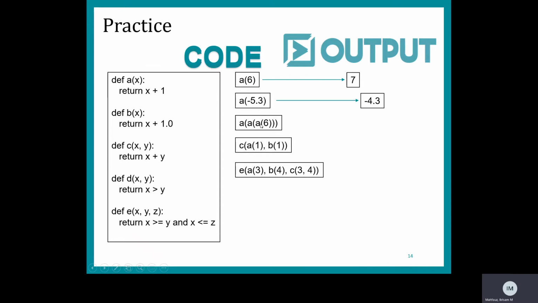If I call A of 6 several times, A of 6 we said gives me 7. A of 7 is going to give me 8. A of 8 is going to give me 9, so this gives me 9. Now if I try to call function C with A of 1, well, what's A of 1? A of 1 is going to give me 1 plus 1, which is 2. What's B of 1? B of 1 is going to give me 1 plus 1.0, so it's going to give me 2.0. Remember, we always move to the higher level of precision. So here I have a float. So now I have C of 2, 2.0. And when I call 2 plus 2.0, I'm going to get a 4.0.